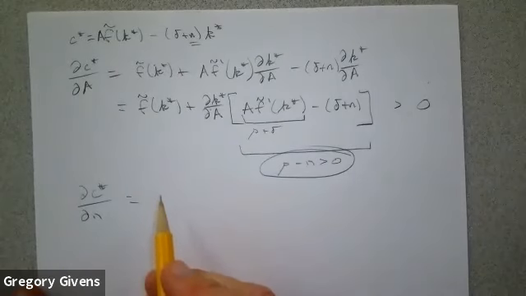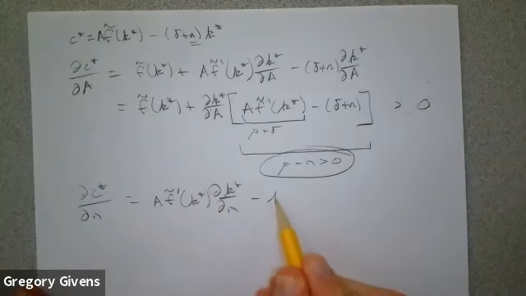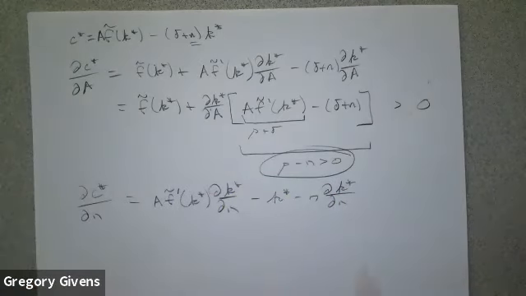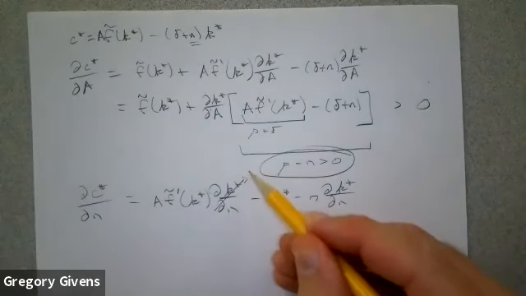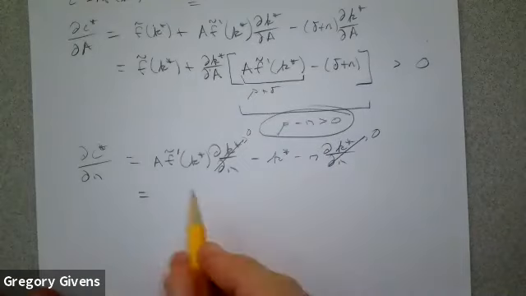Well, that's going to be what? A F tilde prime K star times dK star dN, minus K star, minus N times dK star dN. Fortunately, we know that dK star dN is equal to 0. Population growth has no impact on steady state capital. So dC dN is just minus K star, which is negative.